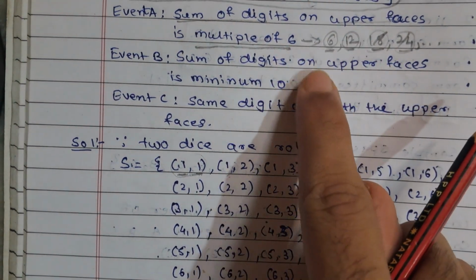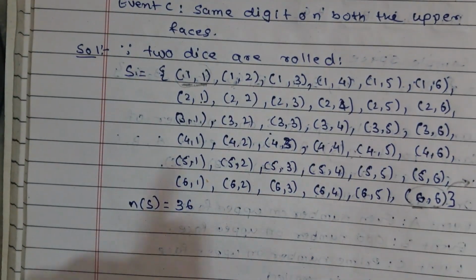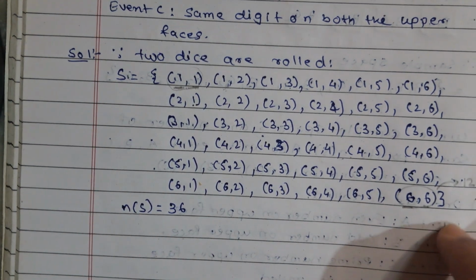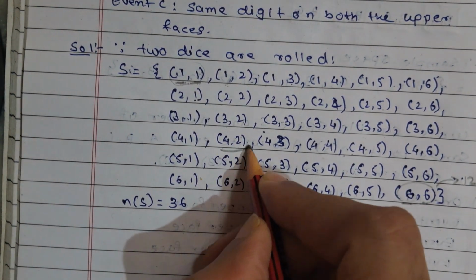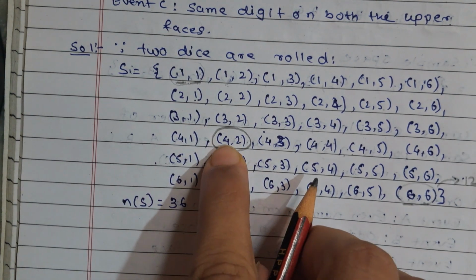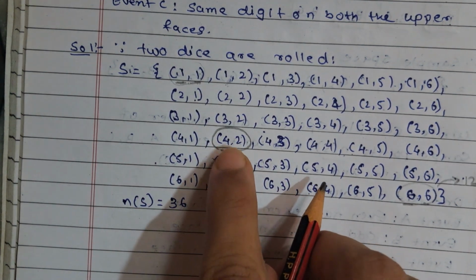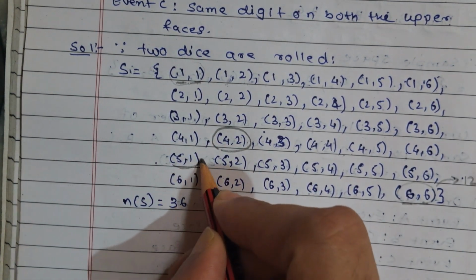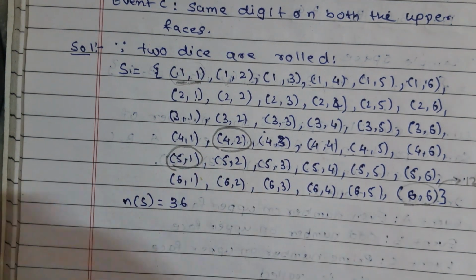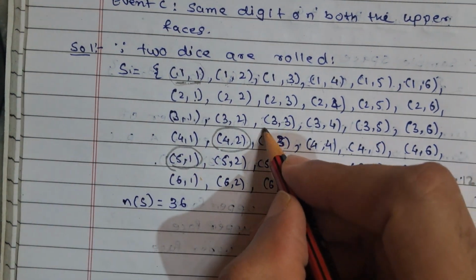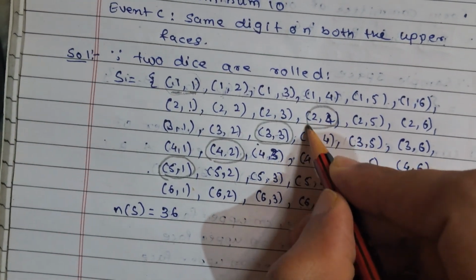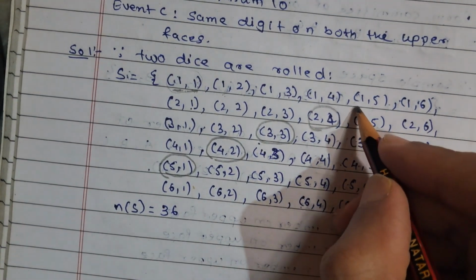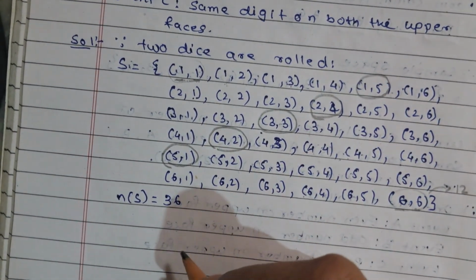Let me first target 6. Just identify any one pair which will add up to 6. 4 comma 2, isn't it? When I add 4 and 2, it gives me 6. Now if you catch hold of this, you will automatically get another pair. 5 comma 1 will also give you 6. 3 comma 3 will also give you 6. 4 comma 2 will also give you 6. 5 comma 1 will also give you 6.